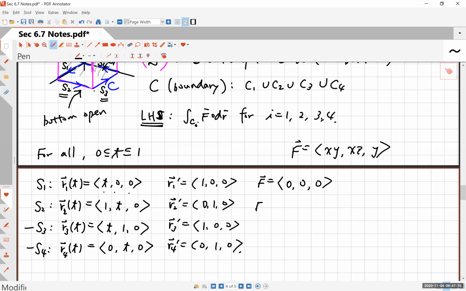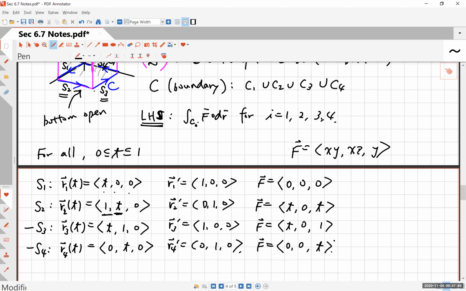So there's nothing here. For the second part, xy happens to be this times this times this, which is t. xz is 0 because z is 0, and then y is t. For the third segment, xy is t, xz is 0, y is 1. And for the last one, xy is 0 because x is 0, and xz is 0 because both are 0, and y is t.